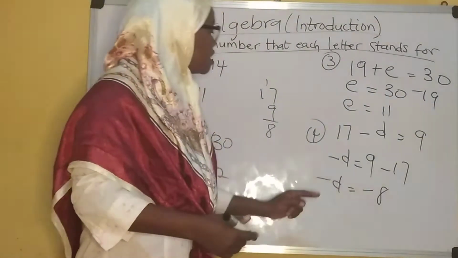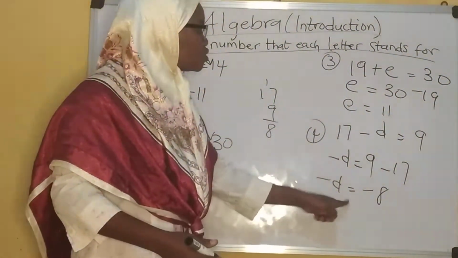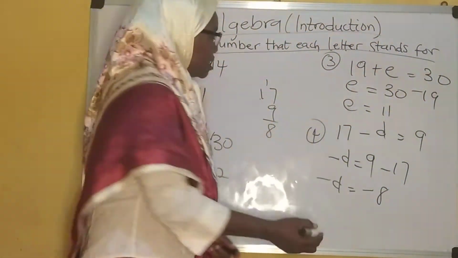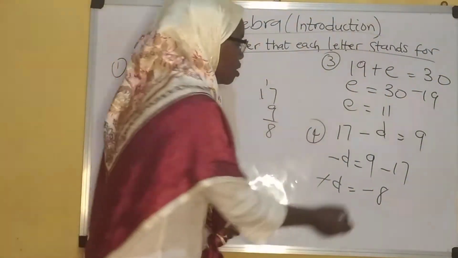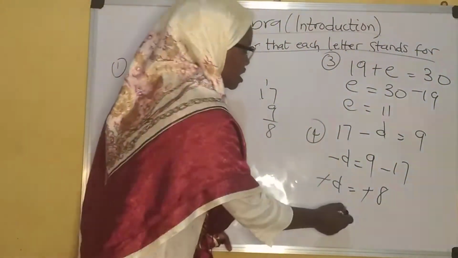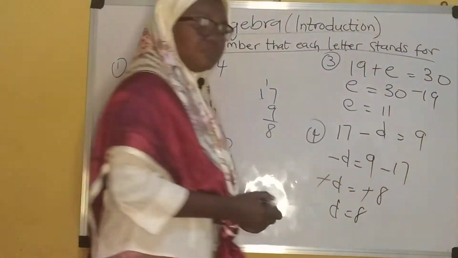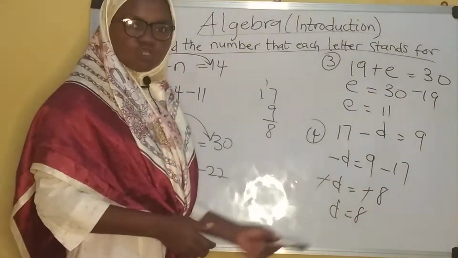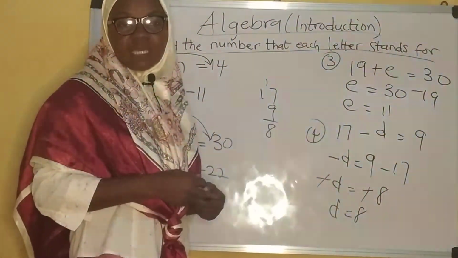All right, if it does. So here I have minus d equals minus 8. So the minus signs negate each other. So what do I have left? d equals 8. So the value of my d is now 8. So please let us take more examples so that we can understand this concept better.